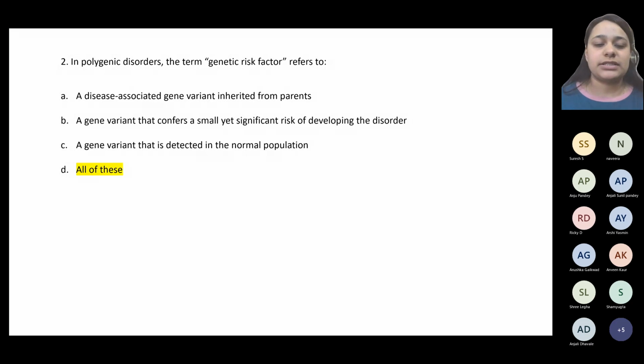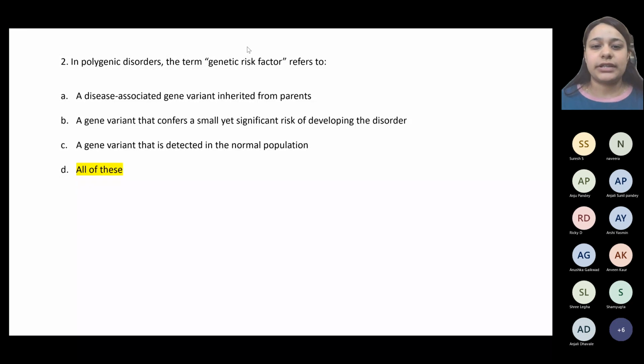So the answer to this was again, all of these. What are polygenic disorders? Polygenic disorders are disorders that involve multiple genes which contribute to that particular disorder or disease, right?